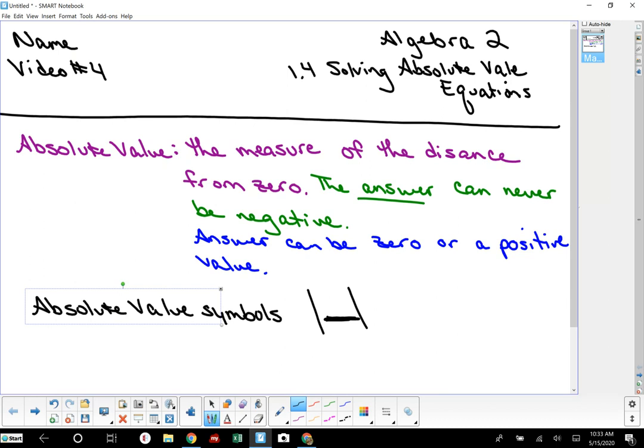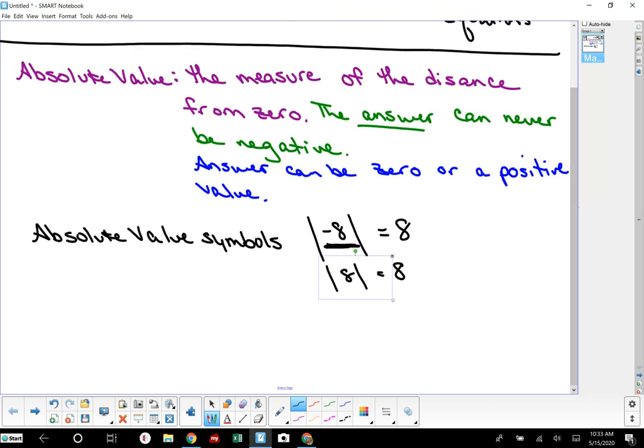So for example, if you saw something that said, what is the absolute value of -8? Well, you've been expected to just say it's 8. Or what is the absolute value of 8? Well, that's also 8, right? But we're not going to be dealing with problems like that when we're talking about solving absolute value equations. We're talking about literally solving an absolute value equation.